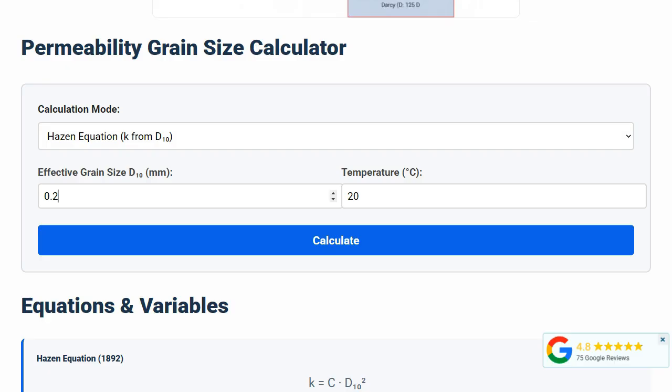Next, enter the uniformity coefficient, which describes how well sorted the soil is. A value of 3 works well for our example. You may also need to input porosity, if required.